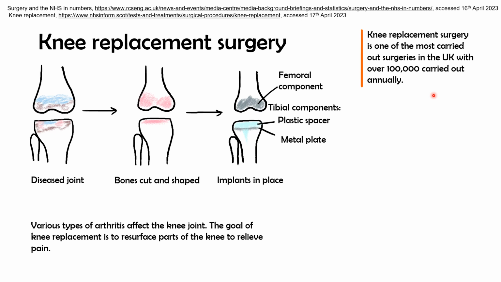However, some forms can be caused by autoimmune disease, and the aim of a total knee replacement is to resurface parts of the knee to relieve this pain. The knee replacement consists of three main parts: the femoral component, the plastic spacer, and the metal plate.